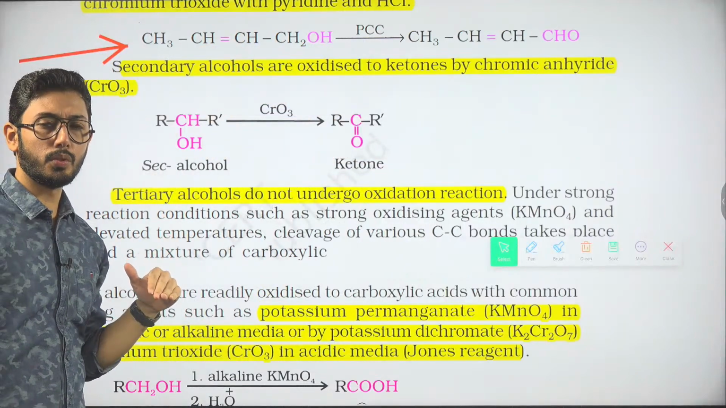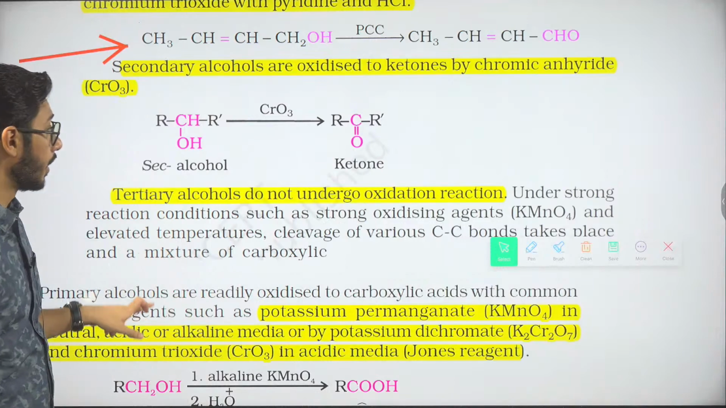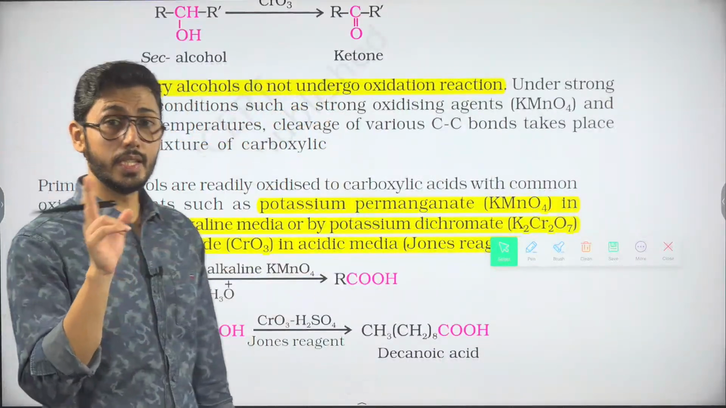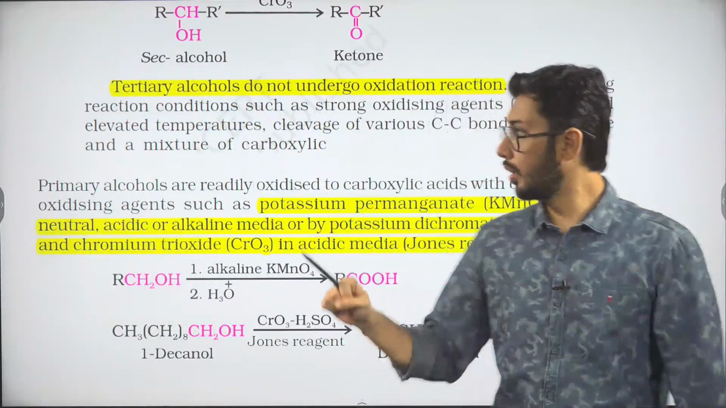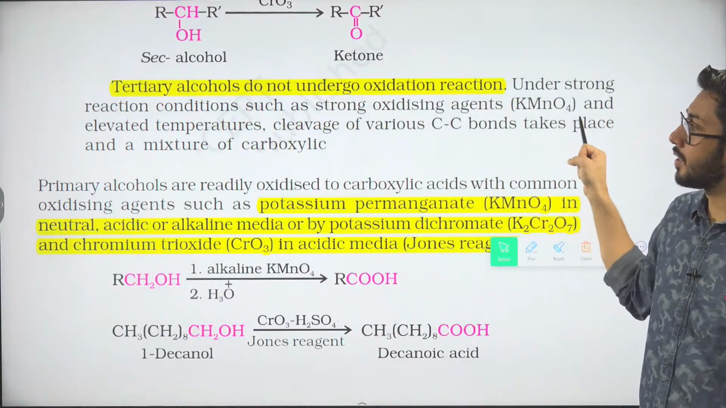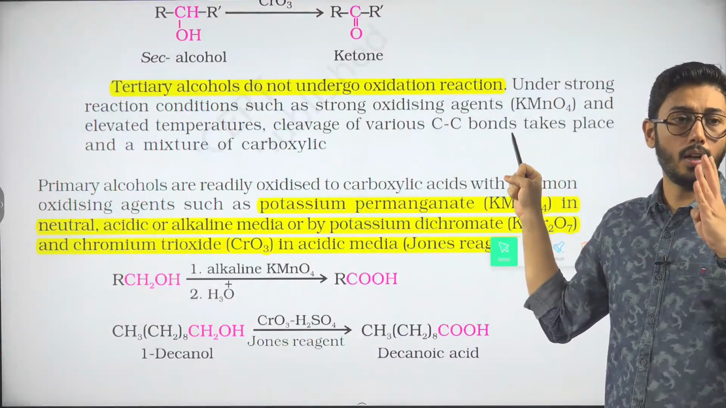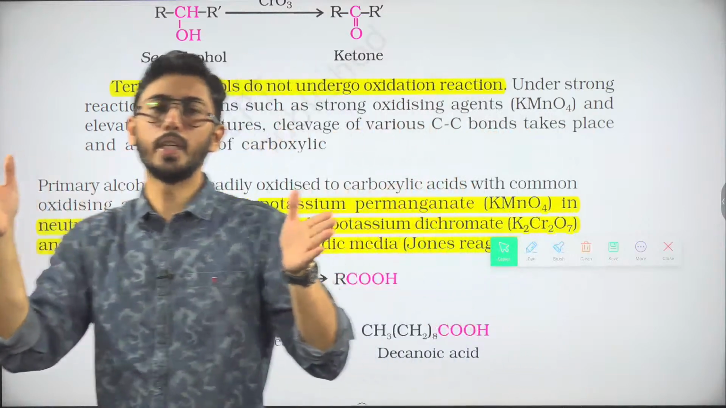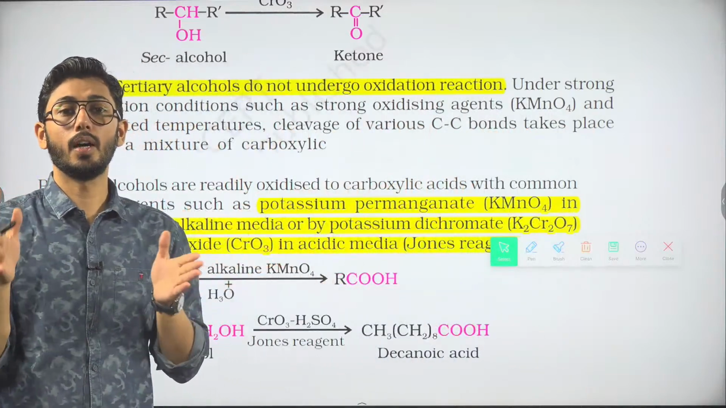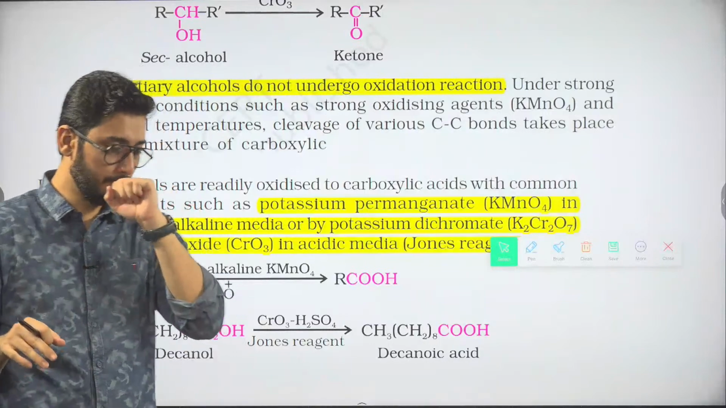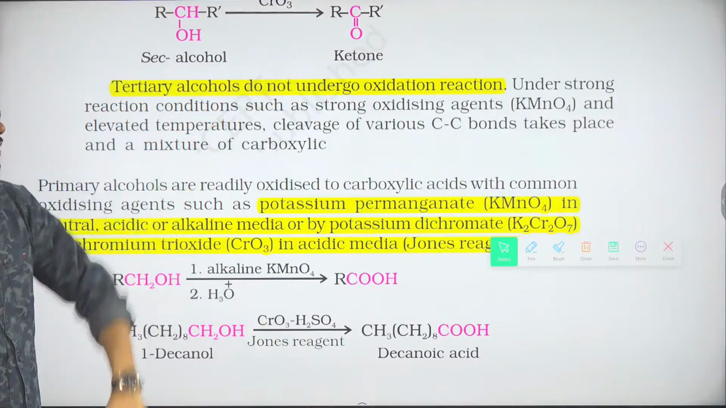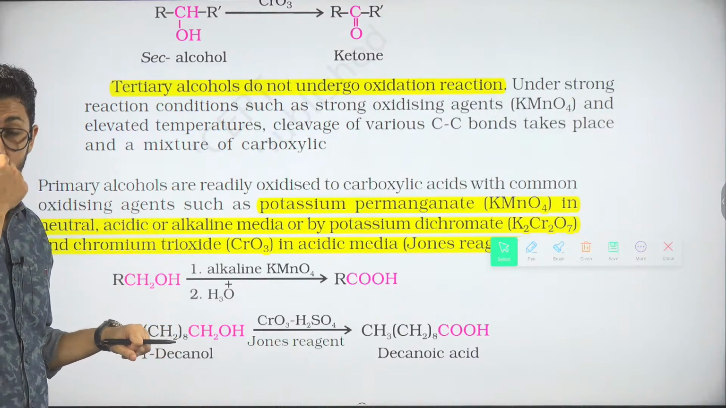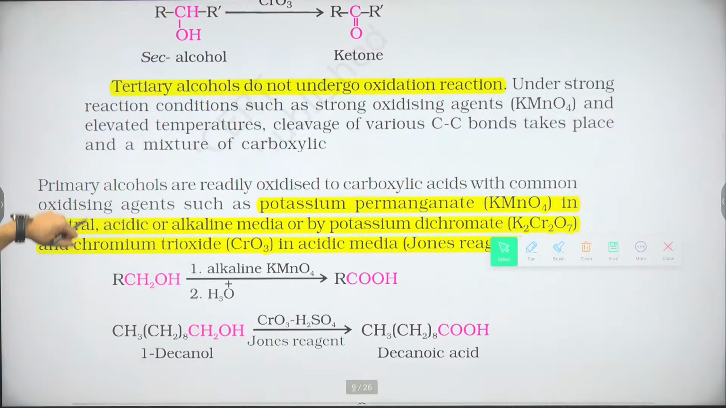Or if you take KMnO4 also, firstly ketones are formed. After that, if tertiary alcohol is there, it will not undergo reaction easily, but under strong conditions, like KMnO4 at high temperature, the carbon chain can be cleaved into smaller fractions of carboxylic acid. Otherwise, generally, tertiary alcohols do not undergo any oxidation. So if harsh conditions are given, elevated temperatures, then this reaction is possible.